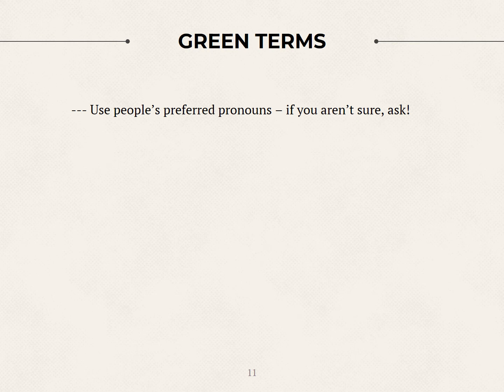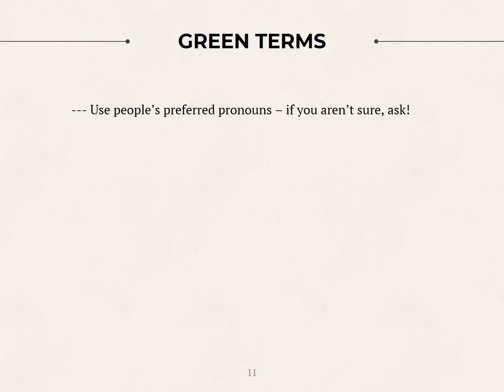First, using a person's preferred pronouns is a foundational part of inclusive language. We talked about pronouns in all staff training, but essentially this is using she, her, hers to refer to people who identify as women, using he, him, his for people who identify as men, and using they, them, their for non-binary folks or for folks whose gender identity you don't yet know. The key is knowing how someone identifies.